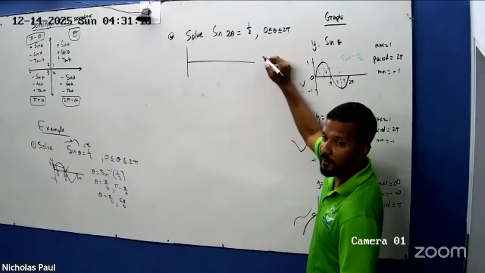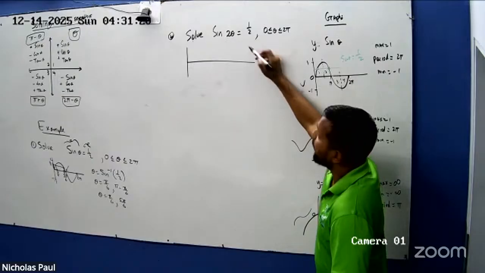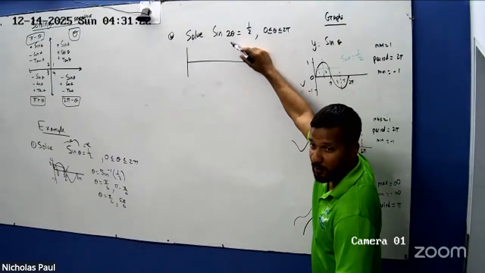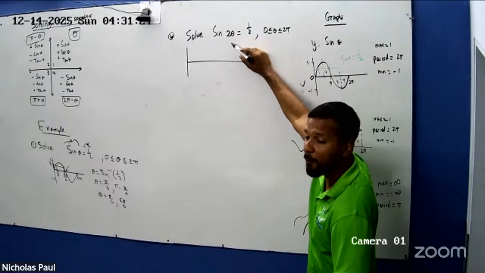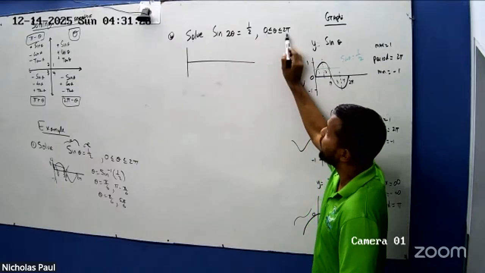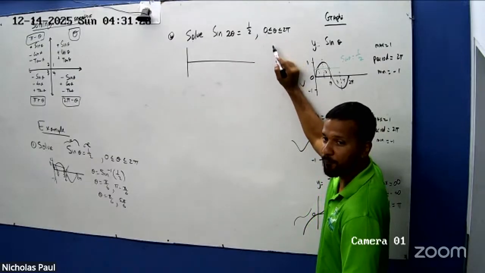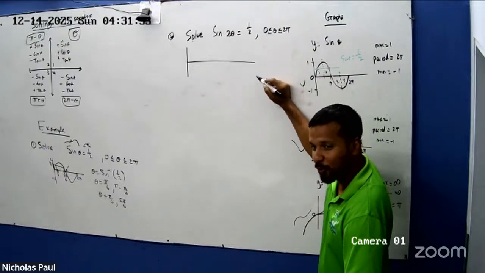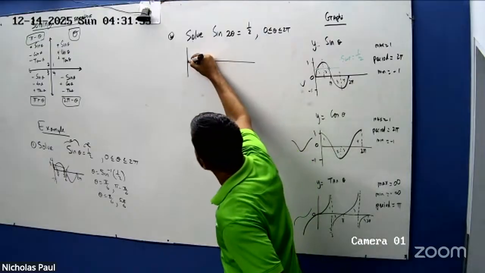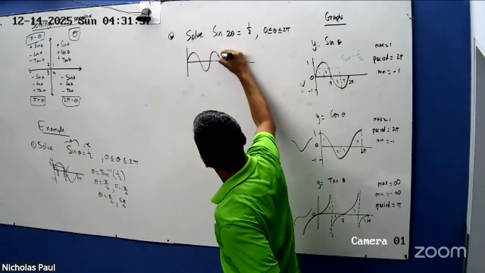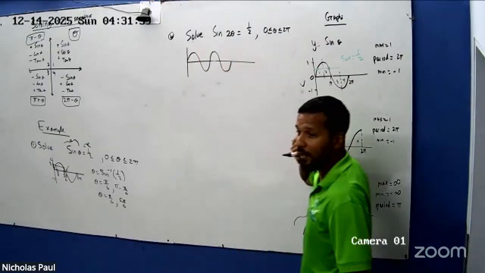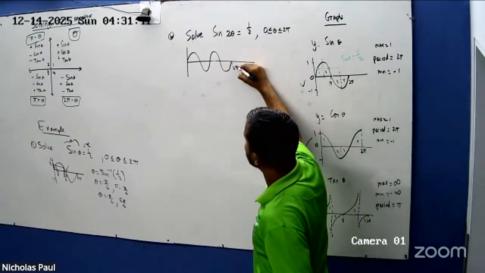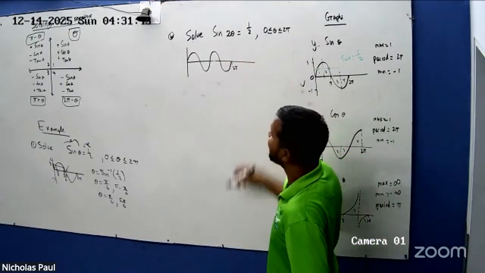Period is now what? What would the period be for 2 theta? Pi. Pi, right? So how many cycles will I get between 0 and 2 pi? How many cycles? Two cycles, right? I mean 4 parts. That's all. 4 parts. Yeah.